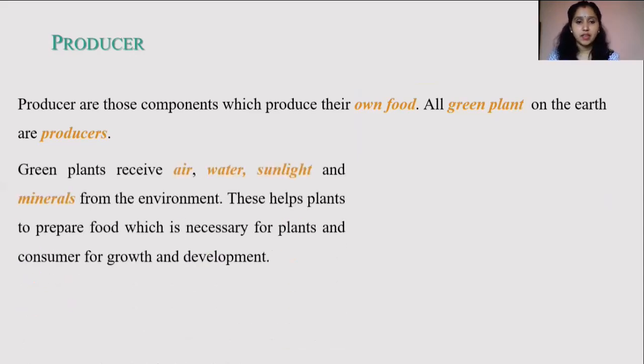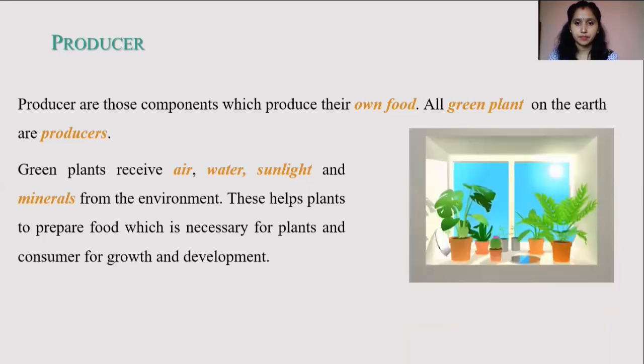Green plants receive air, water, sunlight, and minerals from the environment. This helps plants to prepare food which is necessary for plants and consumers for growth and development. Consumers are dependent on producers, so it helps them for growth and their development. You can see here some figures of producers. Yes, these are plants.